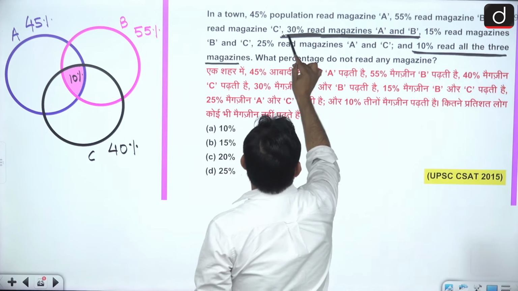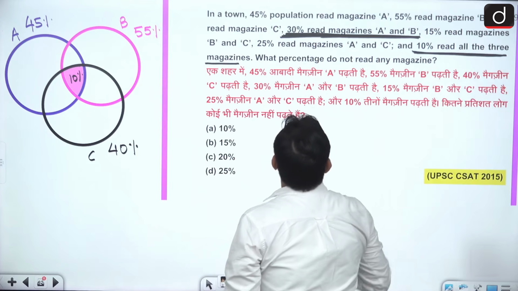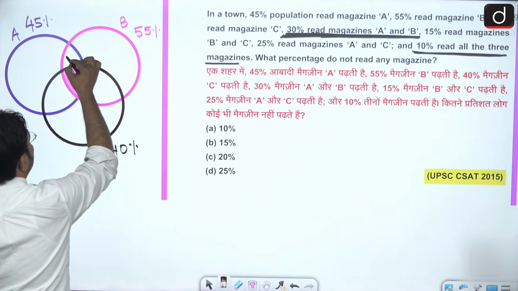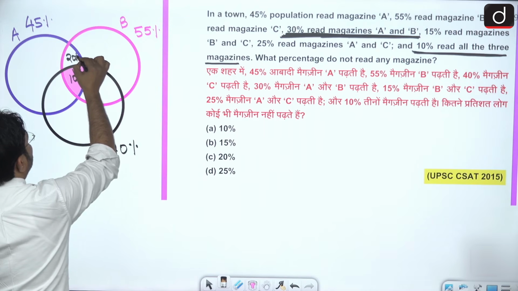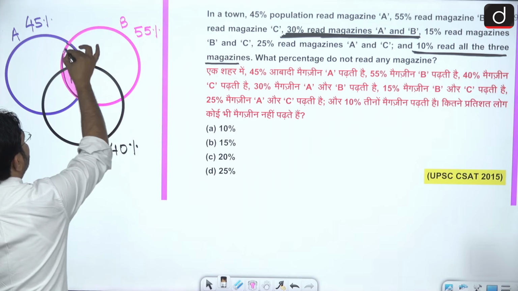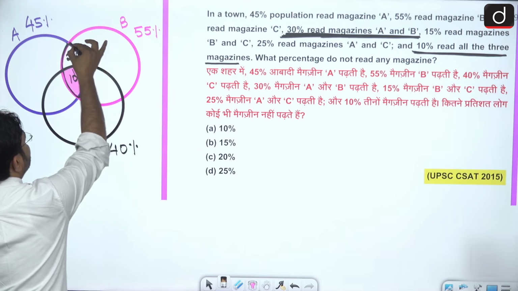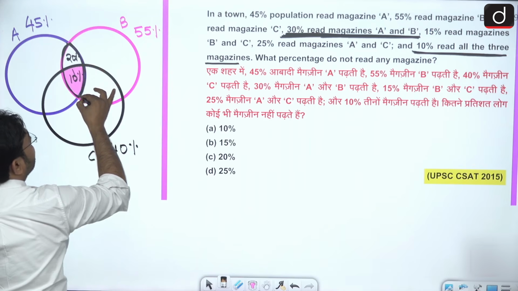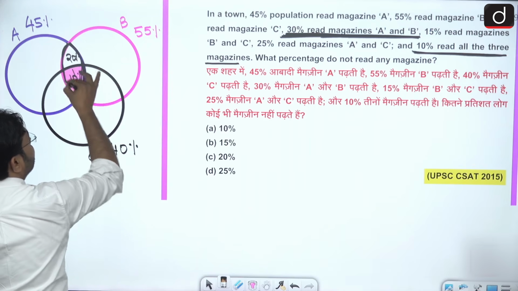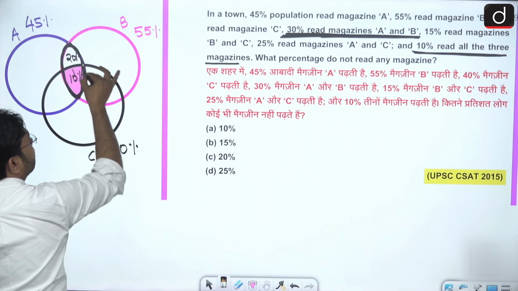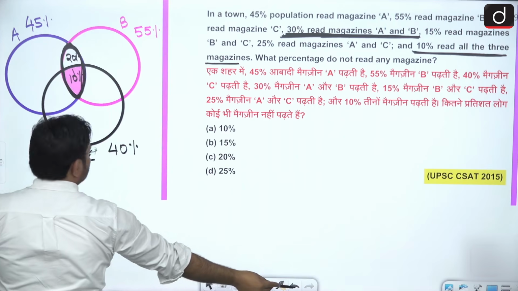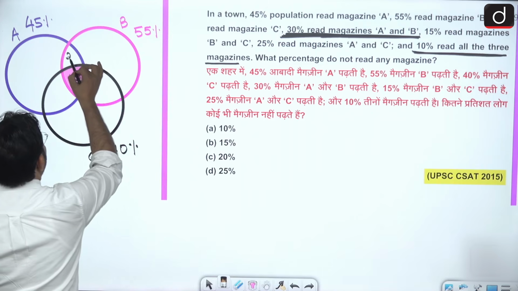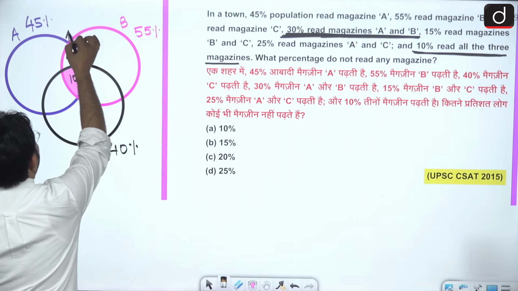Done. Now 30% read A and B. If this is the complete 30% section, so you will say 20% here. This section is representing A and B, and A and B read 30%. So the sum of these two is 30. This is 20 because 30% read A and B.